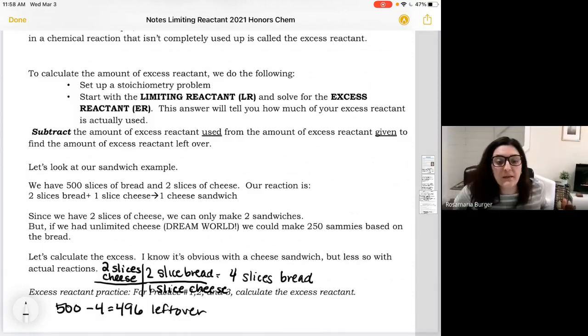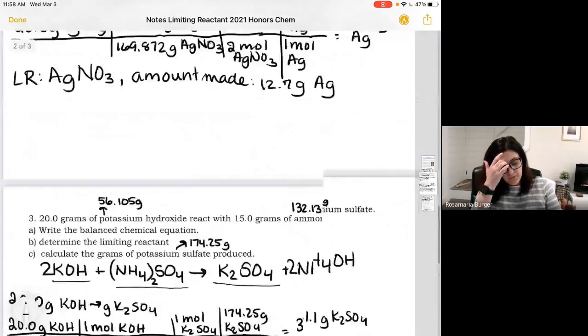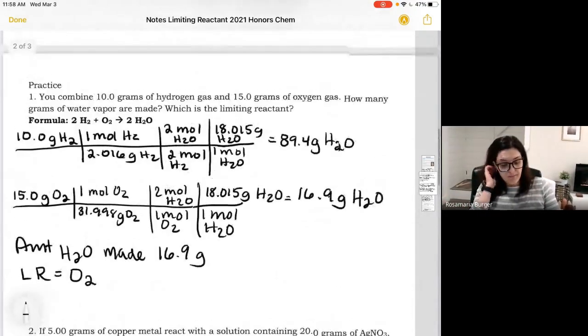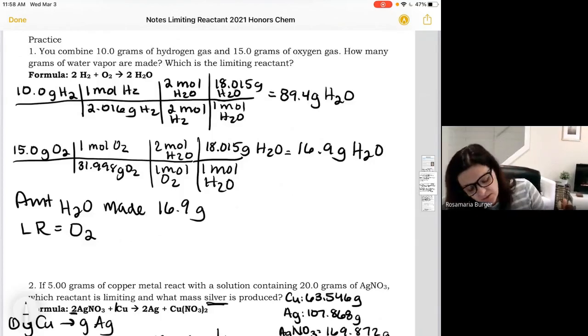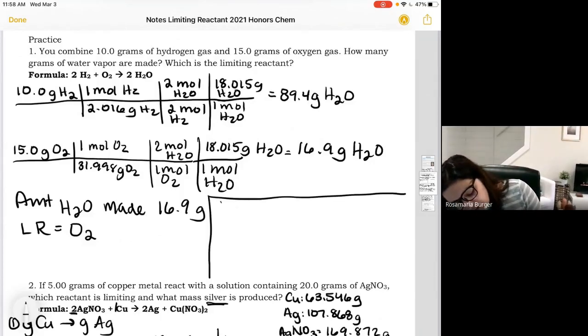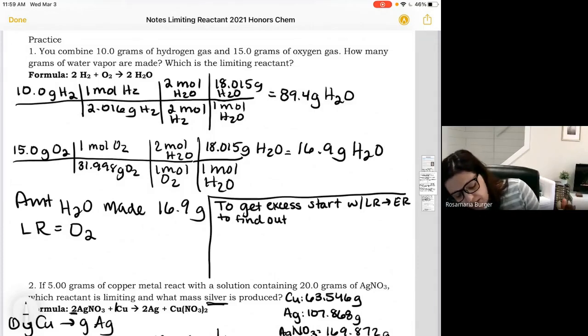Okay, so now let's calculate the excess for all of our other problems. Okay, I'm not sure if I left myself enough room, but we'll try. Okay, so our limiting reactant for this first problem was oxygen. So I'm going to start with oxygen. So to get excess, I'm going to start with the limiting reactant and go to the excess reactant to find out how much used.